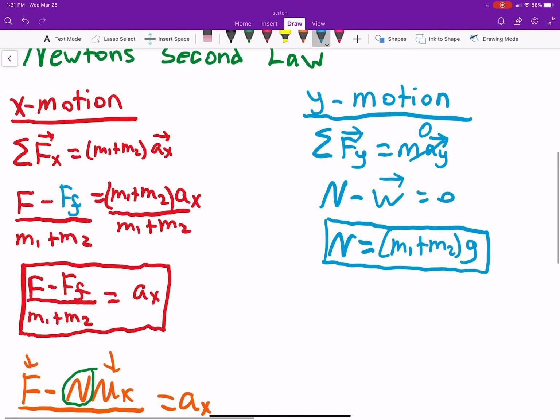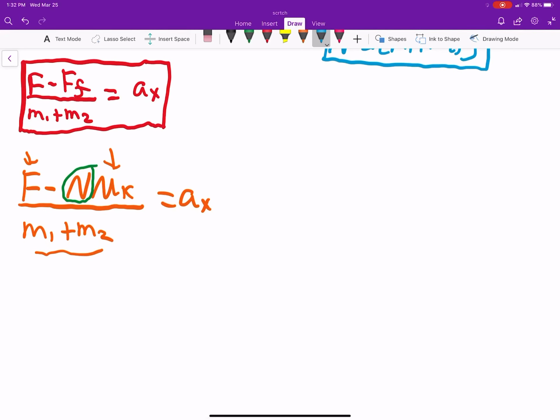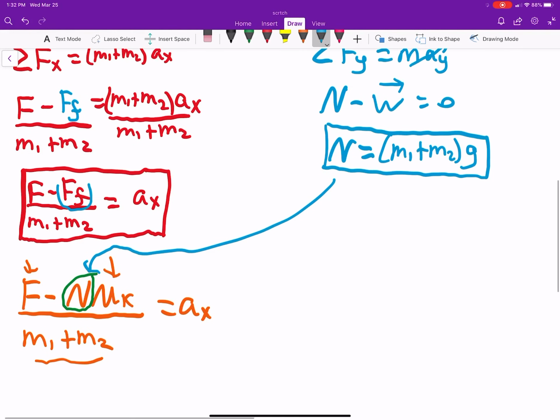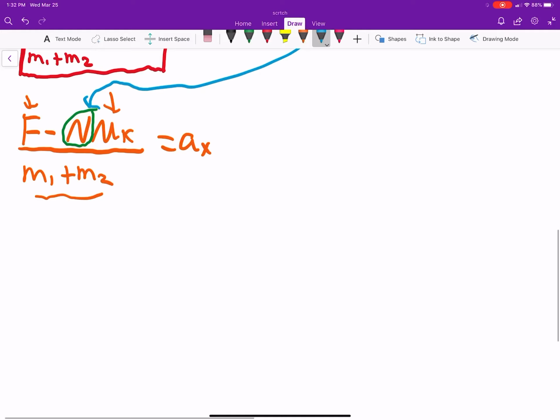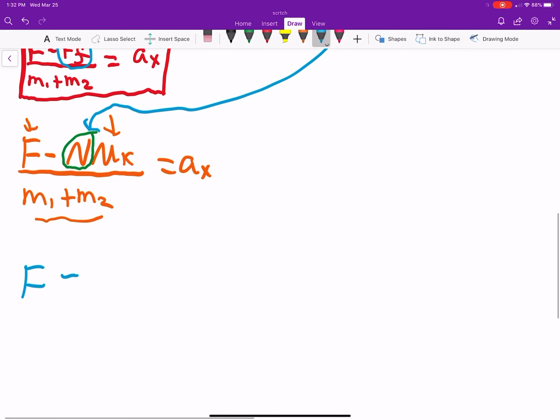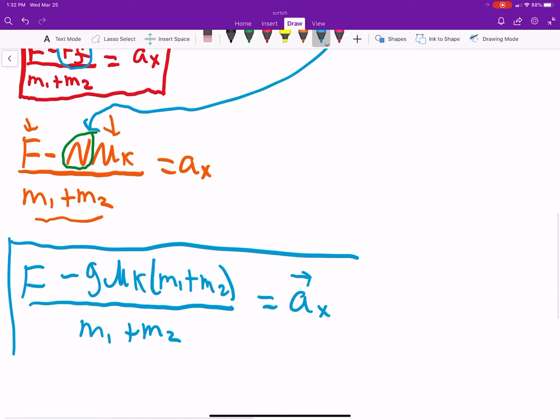So now we can represent normal in terms of things we do know, which is our mass and gravity. So that could just be substituted in, boom, boom. And the force of friction here, that was substituted in from there. So our force minus g mu naught k times m1 plus m2, all divided by m1 plus m2 is equal to the acceleration in the x direction, which is our acceleration.